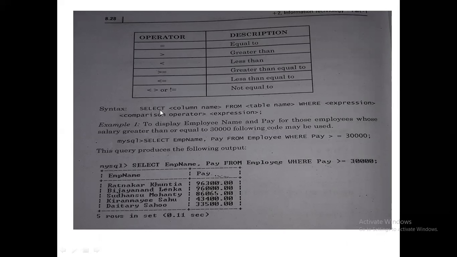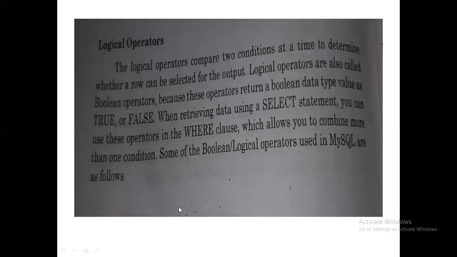Syntax: SELECT column name FROM table name WHERE expression, comparison operator, expression. To display employee name and pay for those employees whose salary is greater than or equal to 30,000, the following code may be used. SELECT employee name, pay FROM employee WHERE pay >= 30000. This query produces the following output. So this is the output.